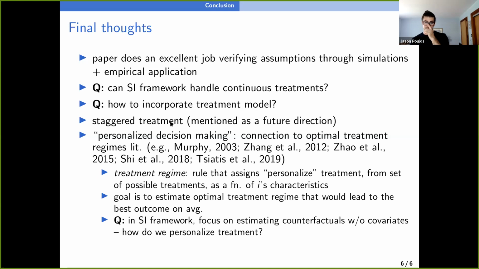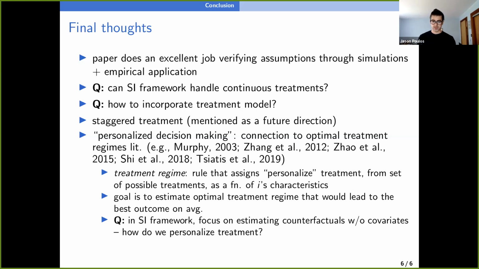In the paper, they do mention the idea of extending the method to a staggered treatment scenario. So I think that is also really important. I think that's a direction that most of these synthetic control estimators are going in. So I think currently, not being able to handle varying treatment times is a key limitation of the paper.